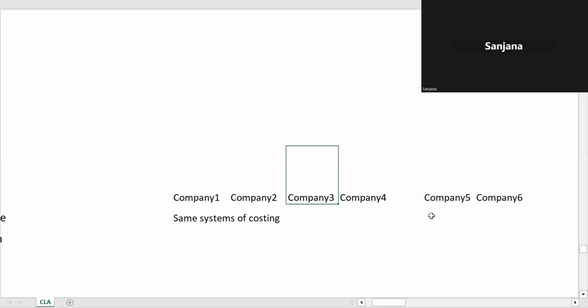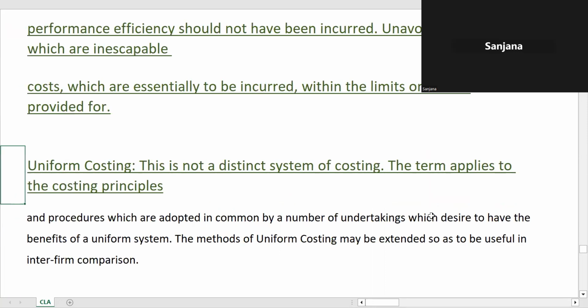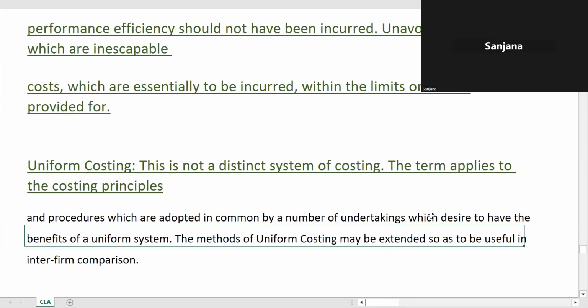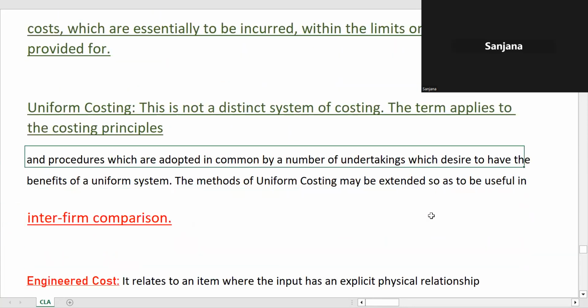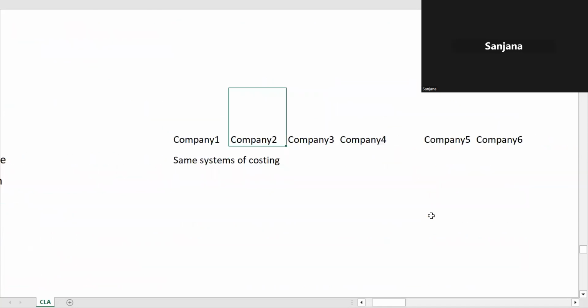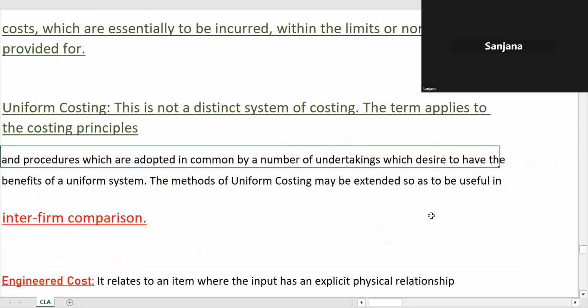So uniform costing is when some companies in the same industry agree to follow the same system of costing, so that all results are comparable and all of them will get benefit out of it. That is your uniform costing. And here you can see inter-firm comparison. When you follow uniform costing like this, you will be able to do inter-firm comparison between the firms. Comparison will be possible.